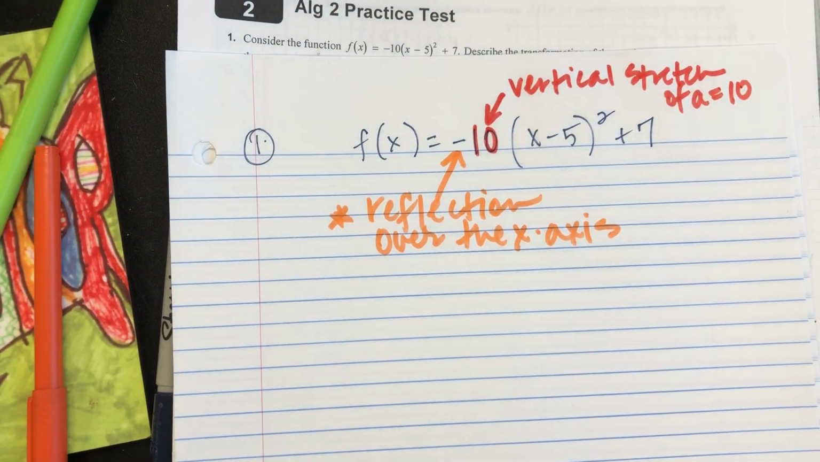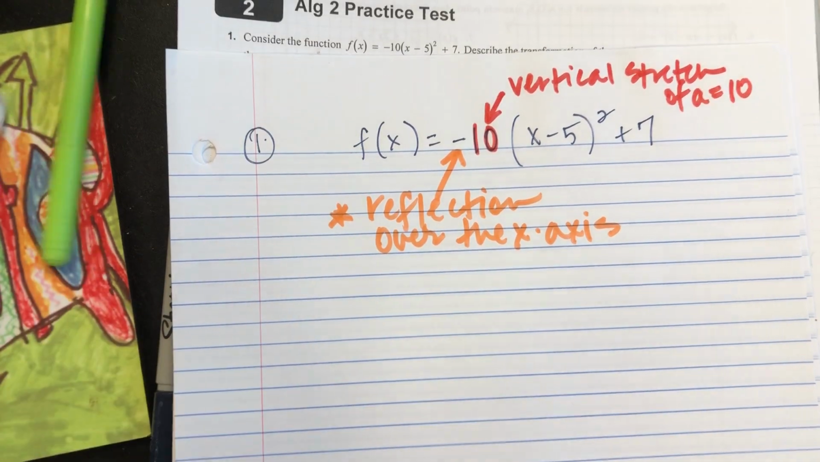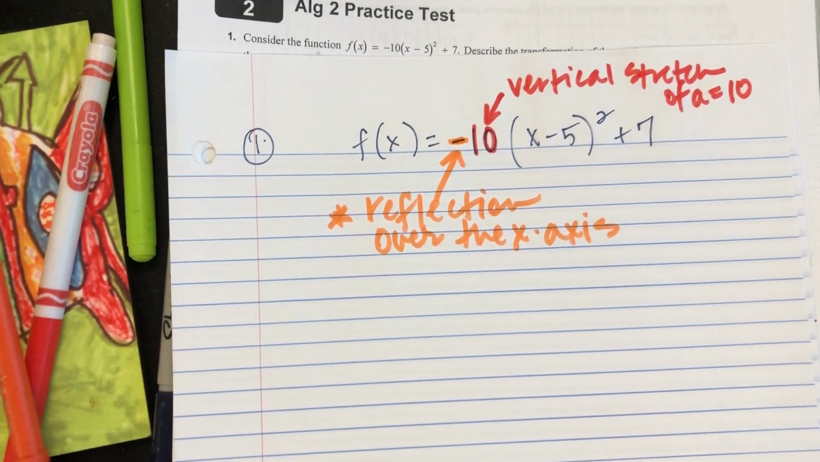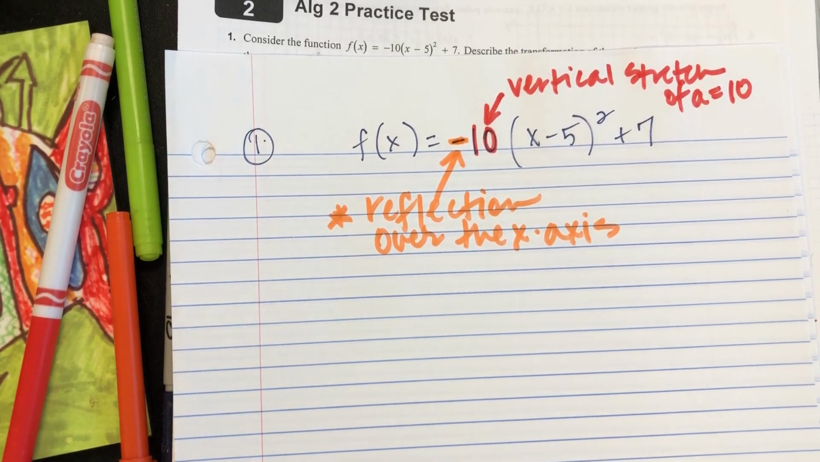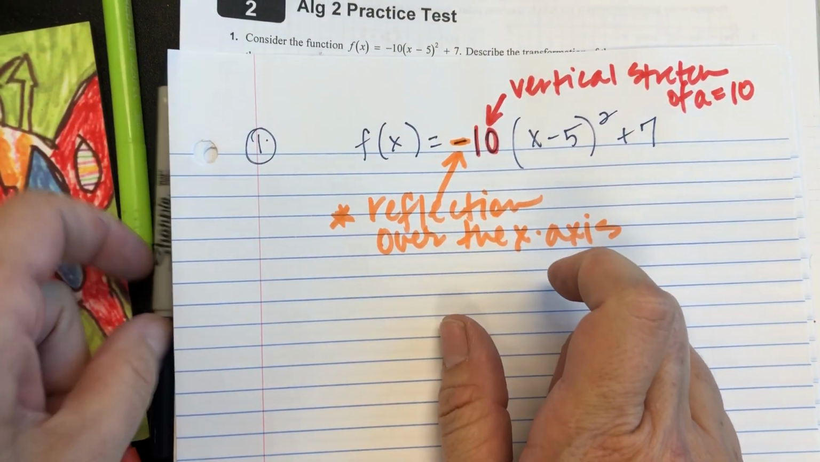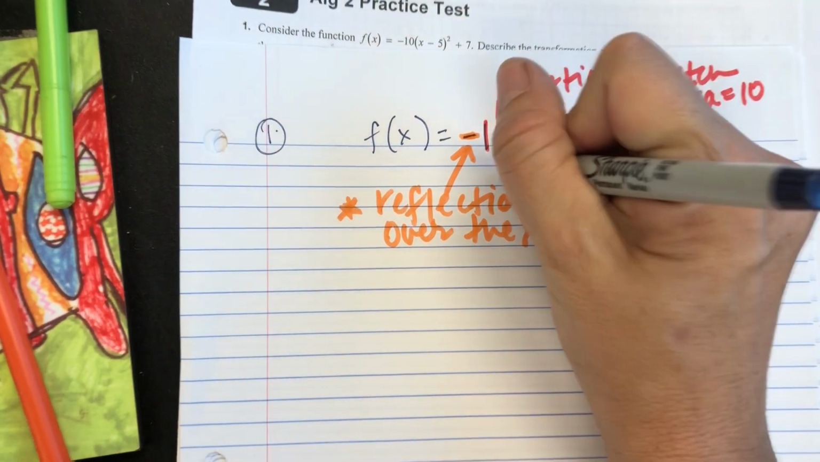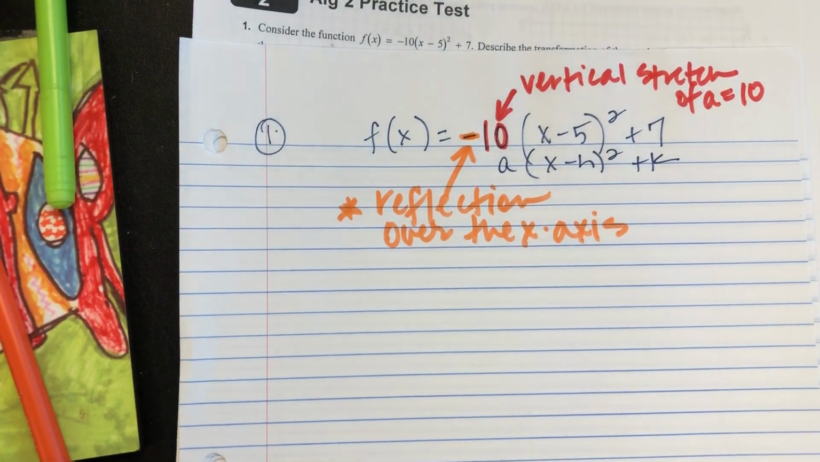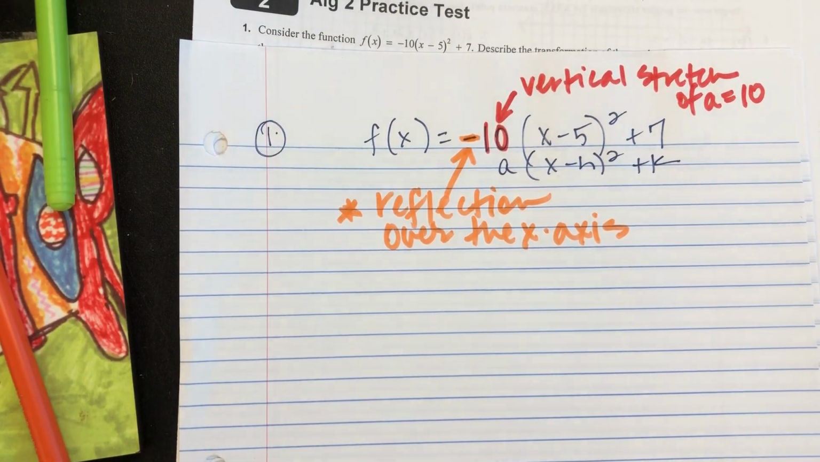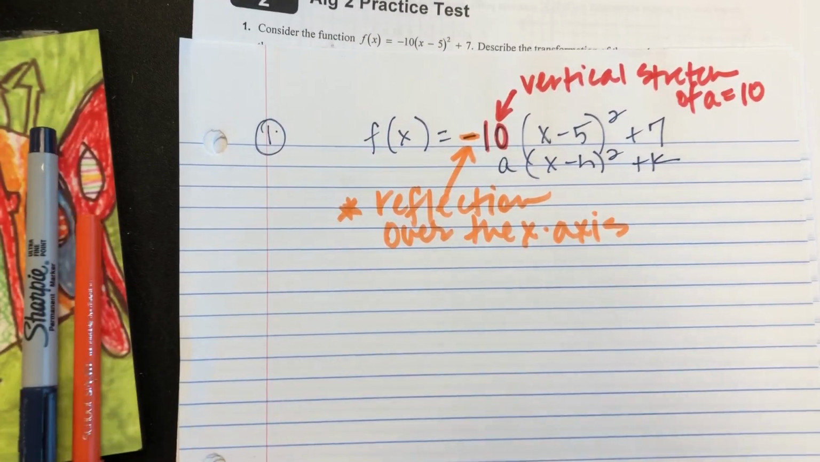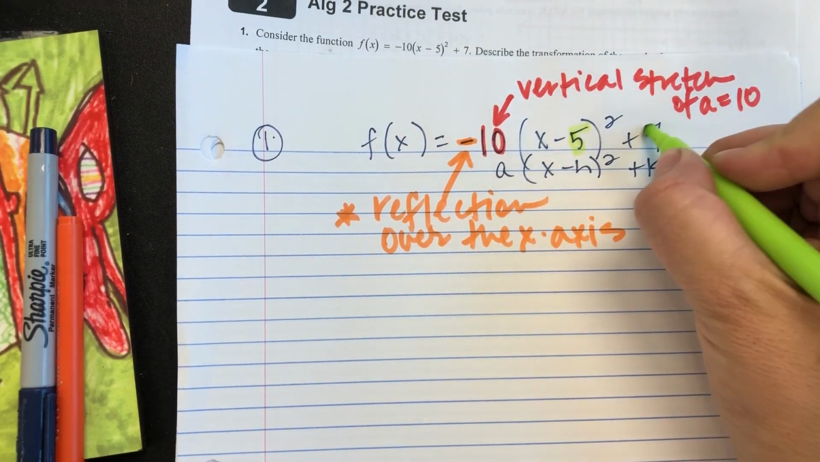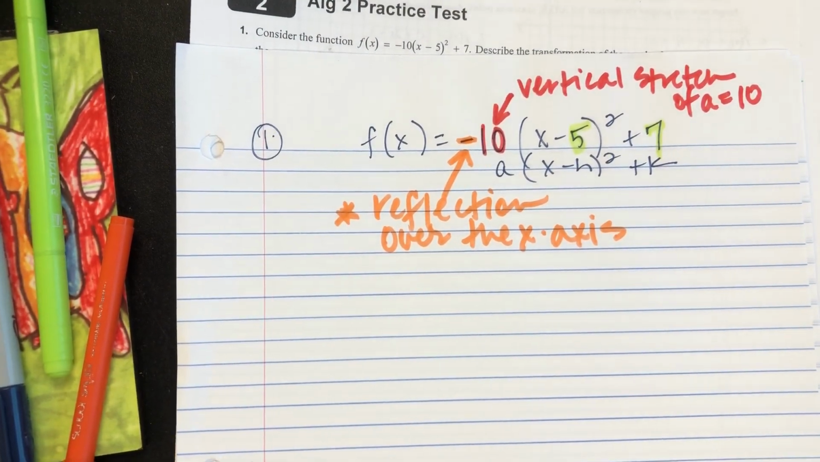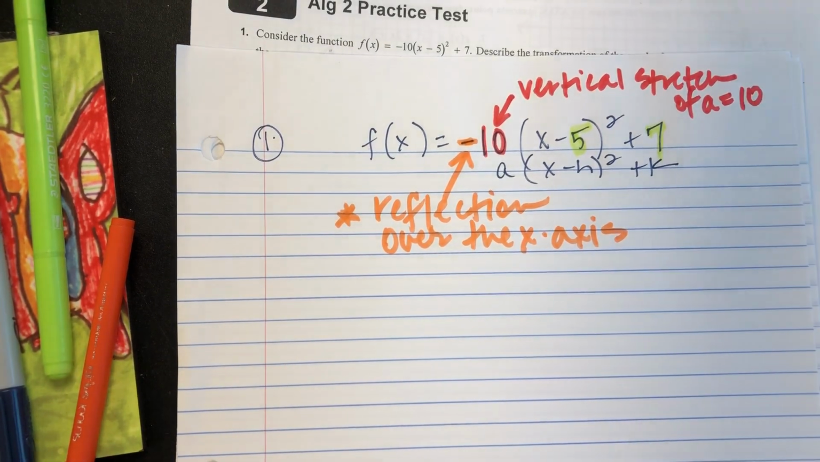I actually just put vertical stretch of A equals 10. Then the stuff that goes on the inside, this is in vertex form. Vertex form is A times x minus h squared plus k. The reason I bring that up is because the vertex is at 5 and 7. And that tells us what happened to the parent in this transformation.